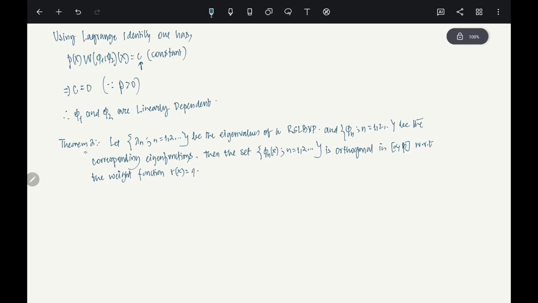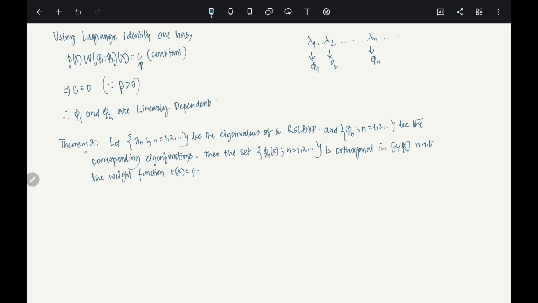So what exactly is it saying? If you have lambda 1, lambda 2, and it goes on like lambda n, then corresponding to lambda 1 you have phi 1, corresponding to lambda 2 you have phi 2, corresponding to lambda n you have phi n. Now what is the relation between phi 1, phi 2, phi n? The relation is that they are going to be mutually orthogonal to each other.